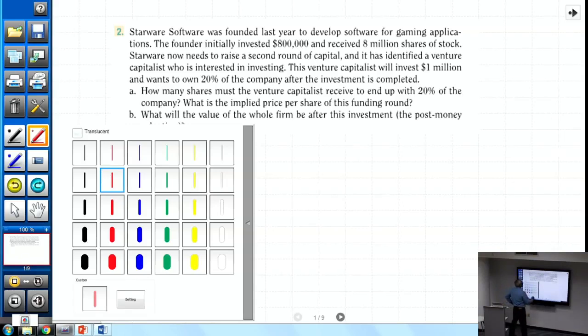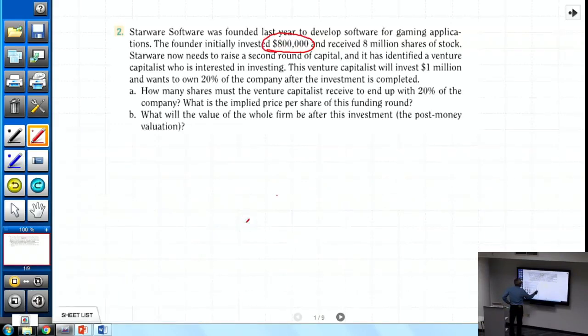So here is a software company that was developed. The founder initially invested 800,000, so that's their capital investment. Okay, so that's their capital investment, and they received 8 million shares for their 800,000. Now they want to do a second round of capital, and they have identified a venture capitalist that will invest $1 million, but want 20% ownership of the company.